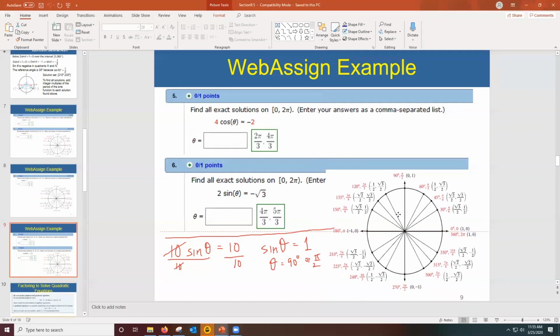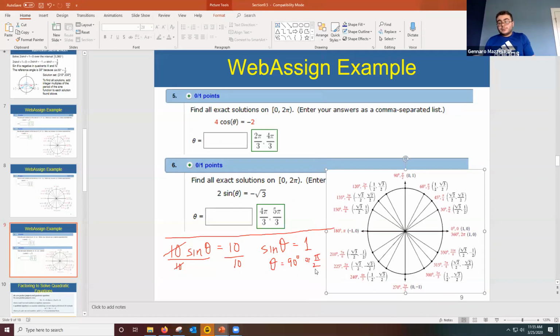Aha. That's -1, so only just one of them. Right, one answer to this equation. So in this particular example, there's only one answer, just 90 degrees.